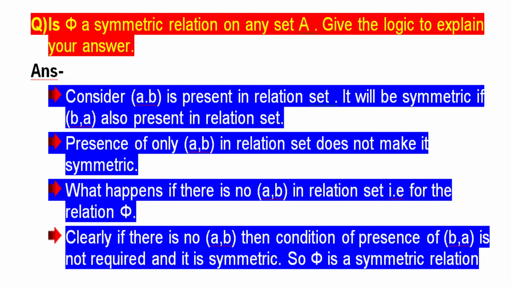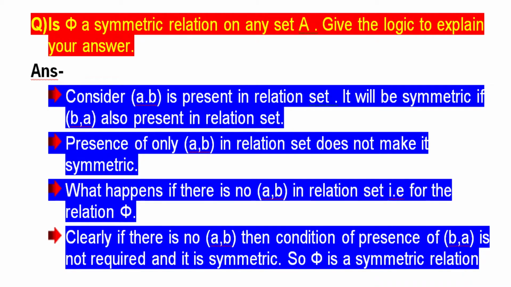Consider (a,b) is present in the relation set. It will be symmetric if (b,a) is also present in the relation set. Presence of only (a,b) in the relation set does not make it symmetric. What happens if there is no (a,b) in the relation set, that is for the relation phi? Clearly, if there is no (a,b), then the condition of presence of (b,a) is not required and it is symmetric. So phi is a symmetric relation.